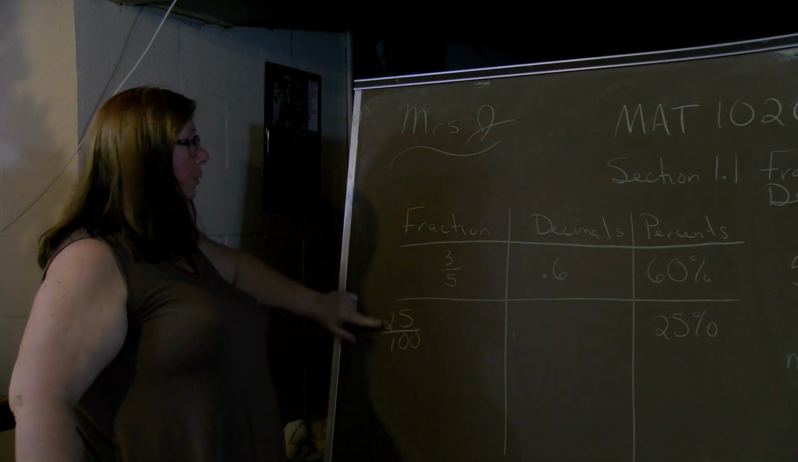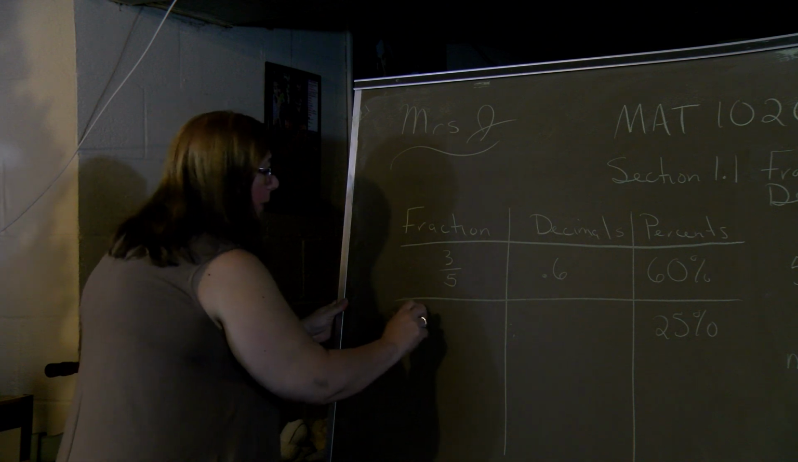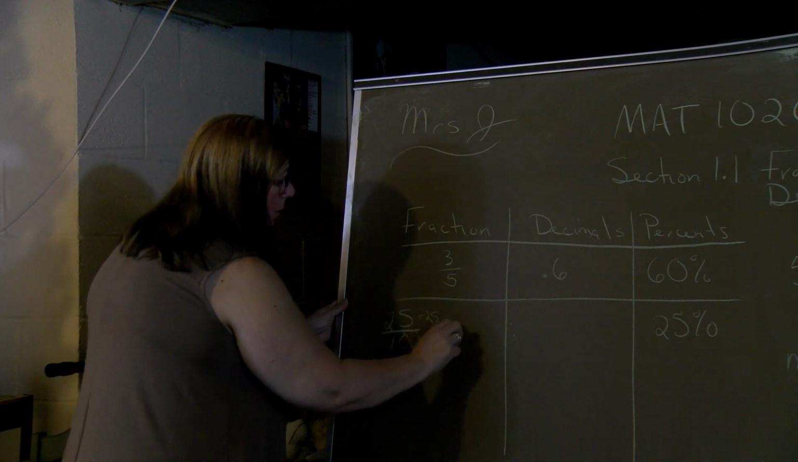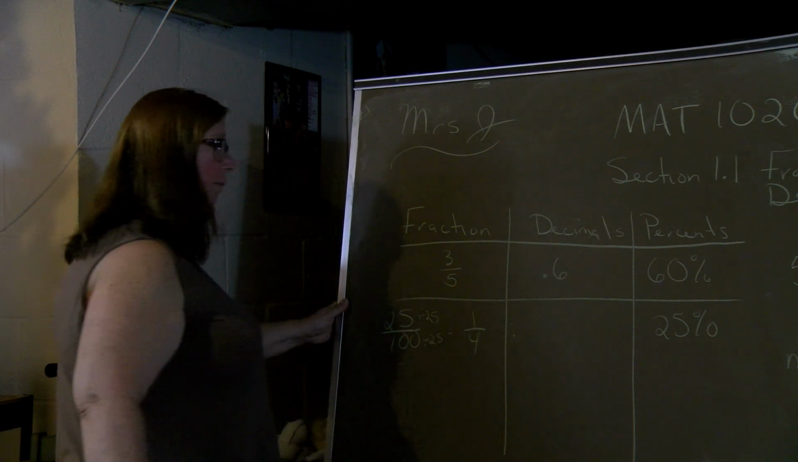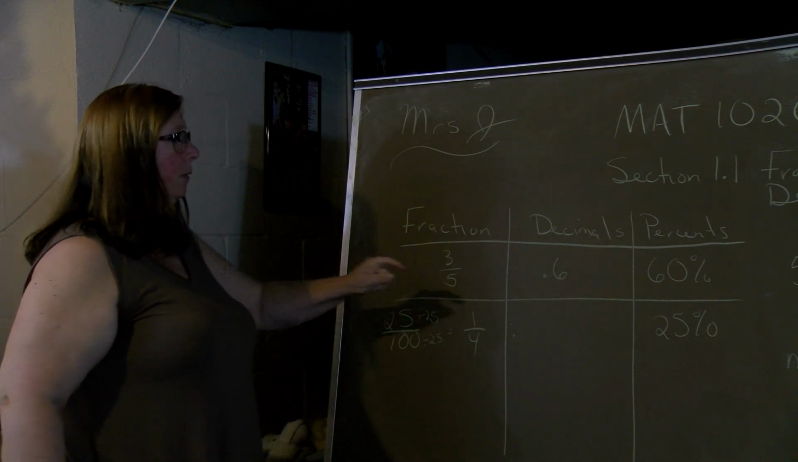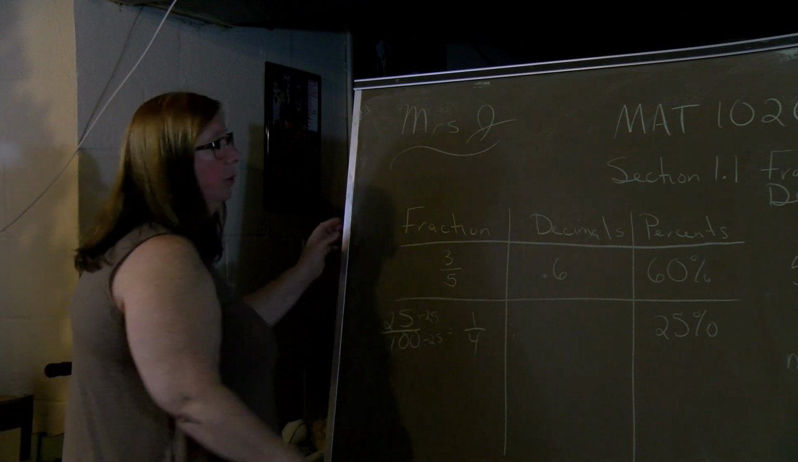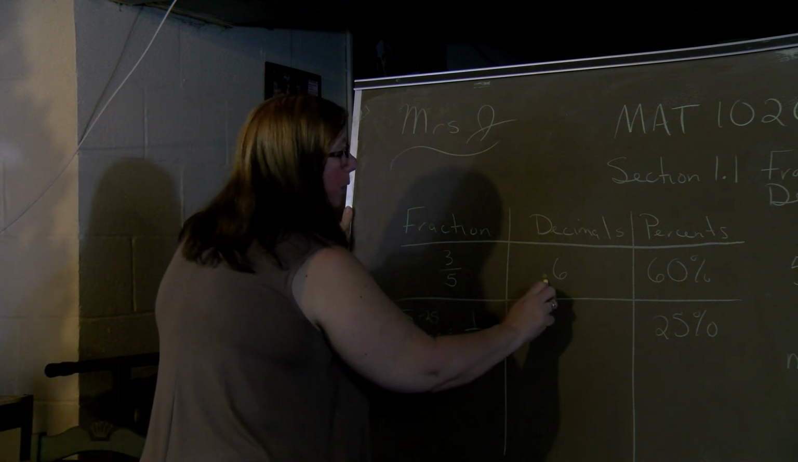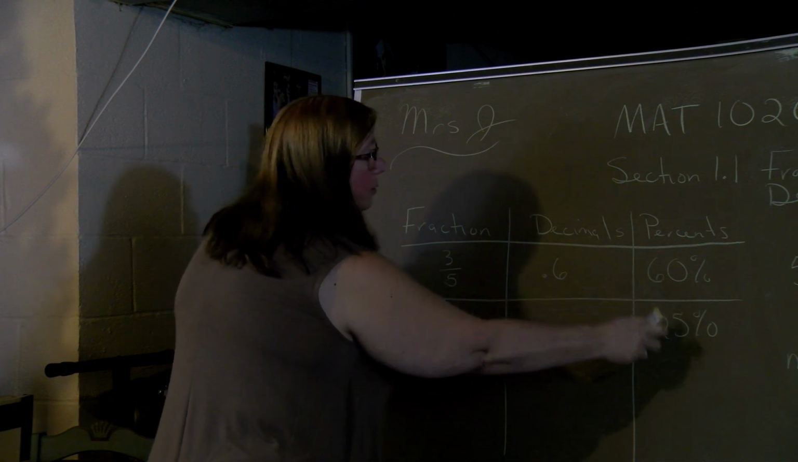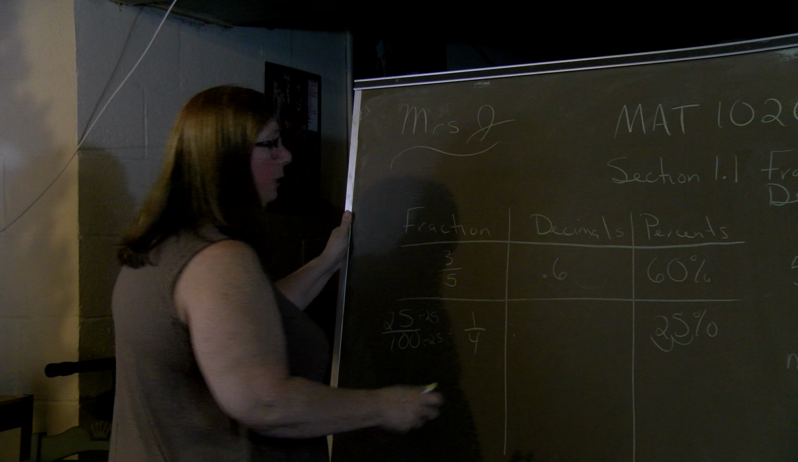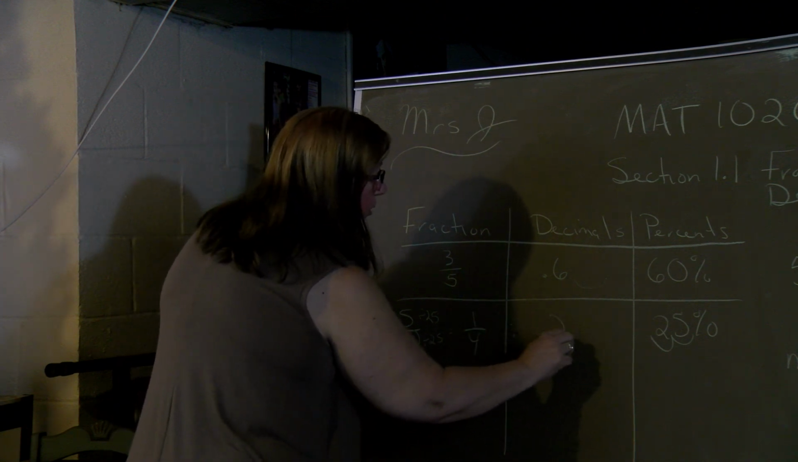And then we can reduce this by dividing the top and bottom by 25. Get 1/4. So 25% is 1/4. To get the decimal, you go back to, or divide it by 100, and you'll get 0.25.